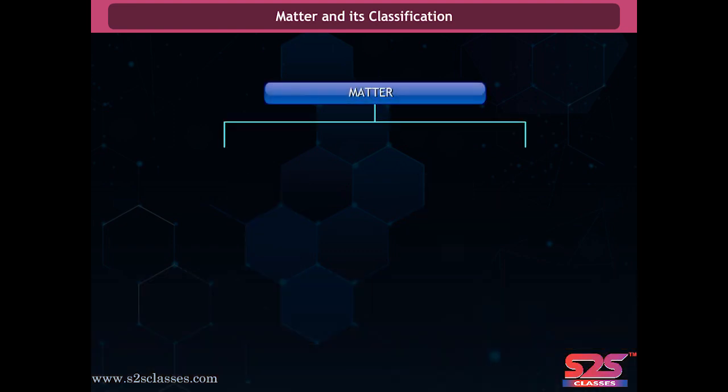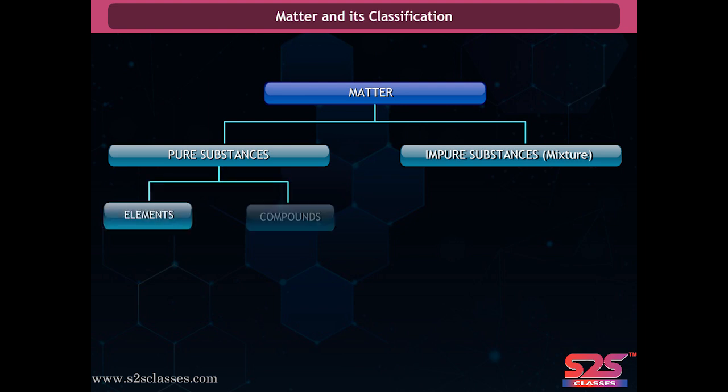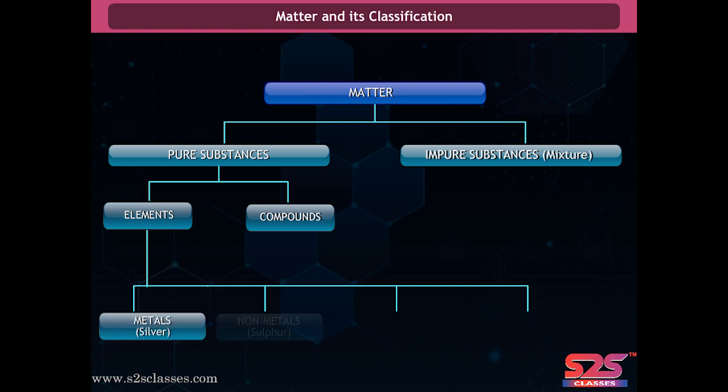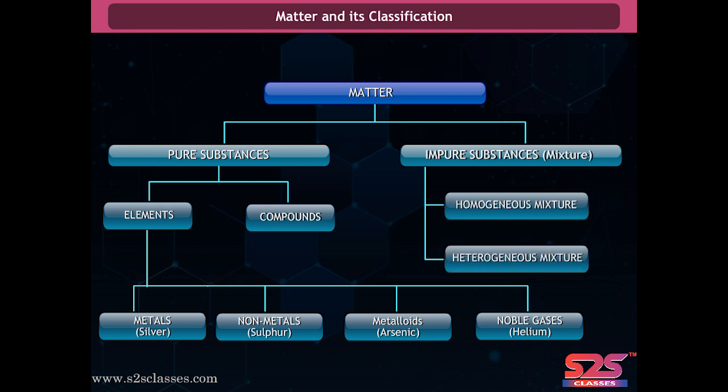Matter is classified as pure substance and mixture. On the basis of chemical composition, pure substance is further classified as element and compounds. Element is further classified as metal, non-metal and metalloid. Mixture is further classified as homogeneous and heterogeneous.